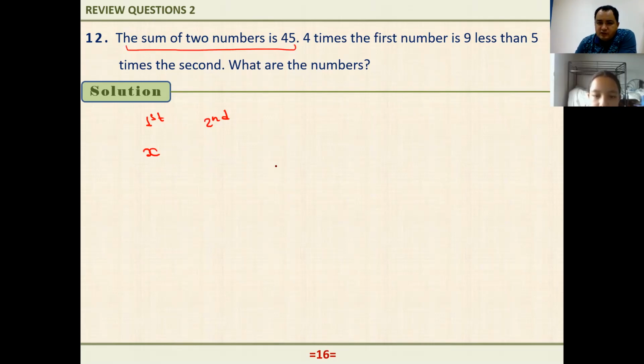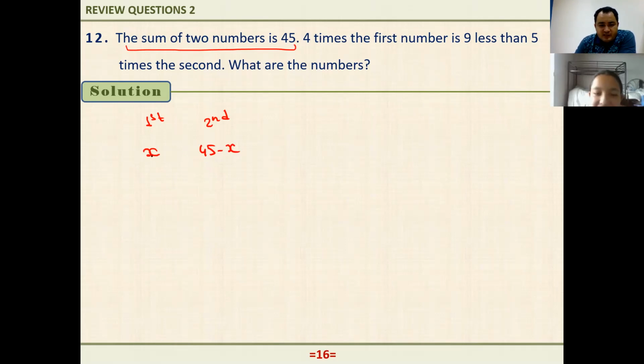Assume that the first number is 5. Then what is the second number? 40. If the first number is 15, what is the second number? 30. Right? Now, in general, if the first number is x, then what is the second number? 45 minus x, right?